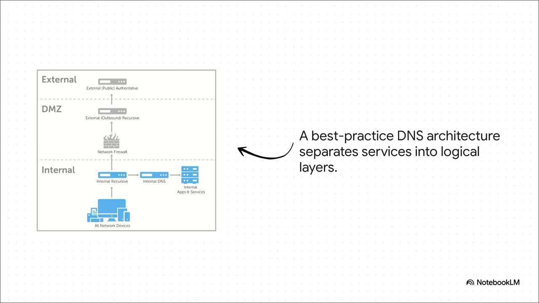Instead of having just one server trying to do everything, the best practice is to separate all the different DNS functions into logical layers. You've got your internal network, then you've got this firewalled buffer zone, often called a DMZ, and then you have the external internet. Each one of these layers has servers with very, very specific jobs.